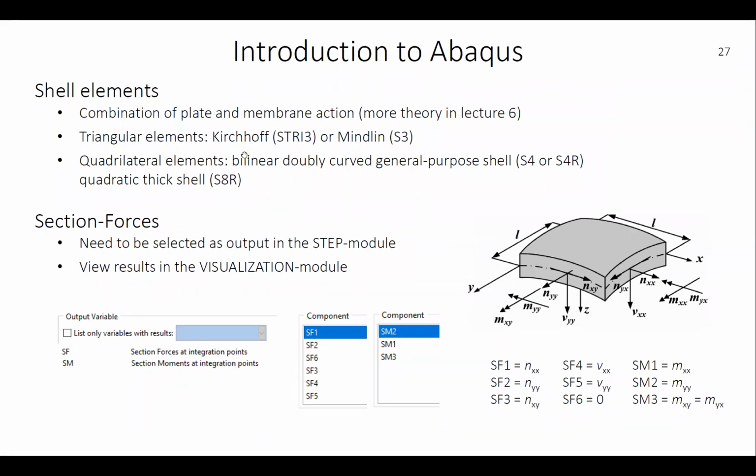So the shell elements, as I said, are a combination of plate and membrane actions. We have 2 different element formulations, the Kirchhoff and the Mindlin elements, in which the Kirchhoff element is only, to my knowledge, defined by the triangular element. So the default element in Abaqus would be the Mindlin element. So you need to go in, have a triangular mesh, and select STRI3 in order to find the Kirchhoff element.